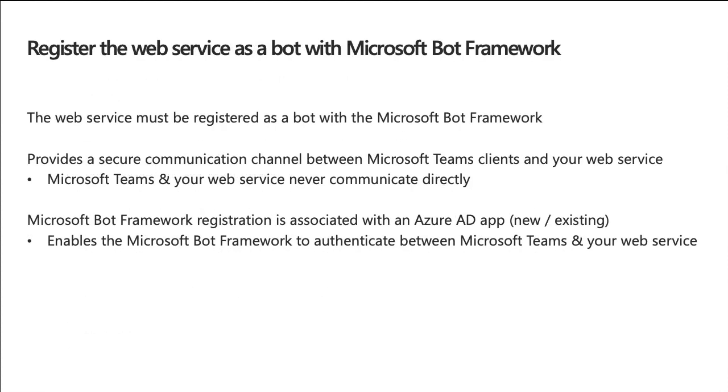Now, once you've created your web service, you're going to register it as a bot with the Bot Framework. To register your web service with the Bot Framework, you're going to provide a secure communication channel between Microsoft Teams and your web service. The Microsoft Teams client and your web service never communicate directly, and instead messages are routed through the Bot Framework service. When you register a new bot with the Bot Framework, you'll associate it with a new or existing Azure app. This app contains an app ID and a secret that are used for the Bot Framework to authenticate with your web service and the Microsoft Teams app.